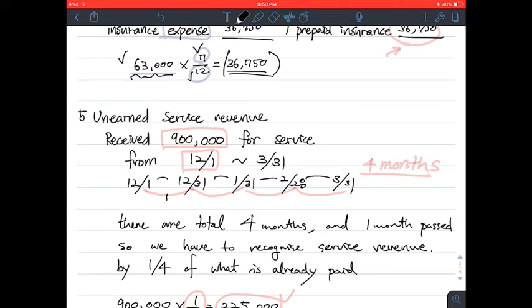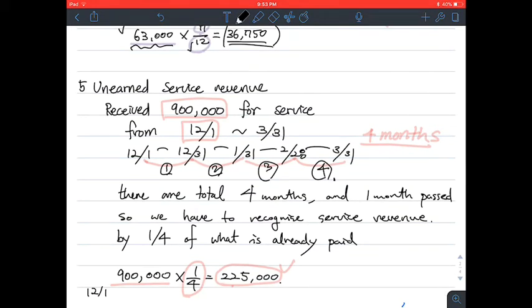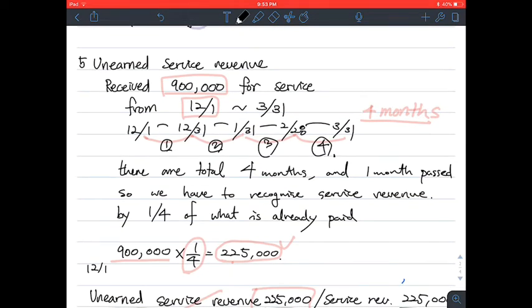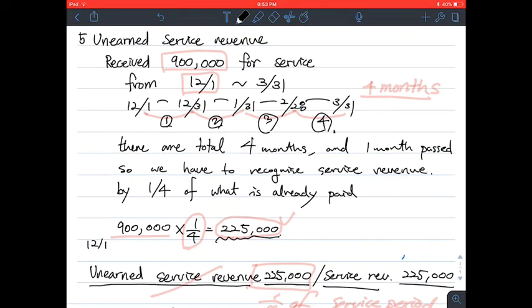So there are 1, there are 2, there are 3, there are 4 months from December 1st to March 31st. So there are total 4 months, and 1 month has passed, right? So from December 1st to December 31st. So we have to recognize service revenue by 1/4 of what is already paid. So out of the $900,000, 1/4 is $225,000, and we have to recognize it as our service revenue because we have performed our service for 1 month.